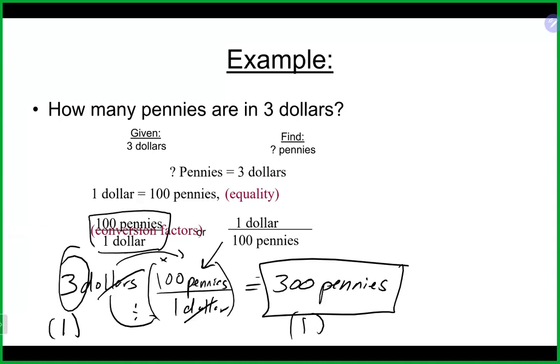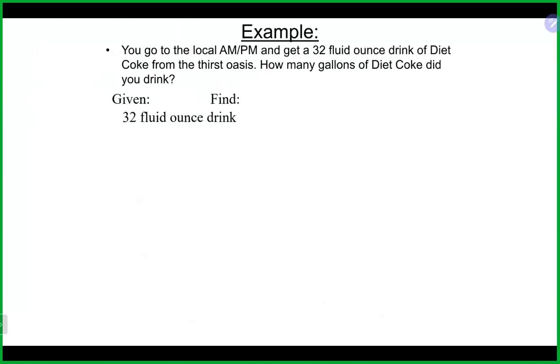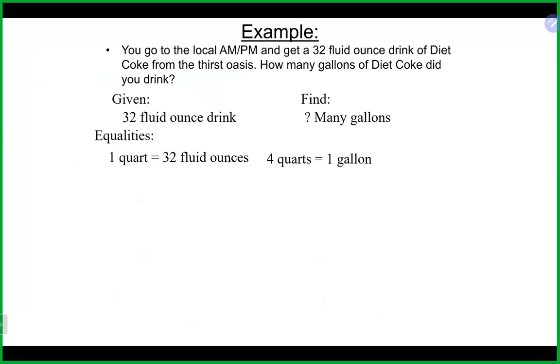All right, so why don't you try one here? You go to the AM PM, get yourself 32 fluid ounces of drink from the Thirst Oasis. Crushed ice, cubed ice, your choice, but I think we all know crushed ice is the way to go. How many gallons of Diet Coke did you drink here? All right, so set it up using those equalities, think about the conversion factors, and set it up using dimensional analysis so that you can see everything cancel out and see what you come up with here.